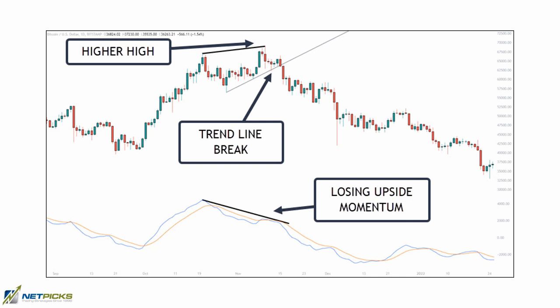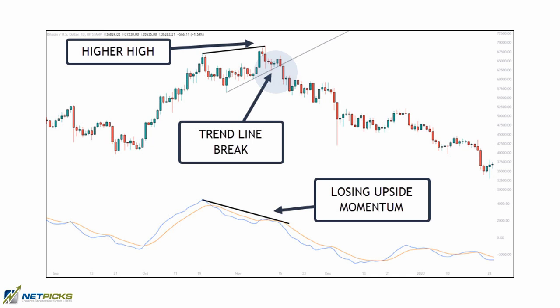So we see price put in a higher high. The MACD is showing weak momentum as it's heading to the downside. We can even see that the fast line has crossed under the signal line. So there's no mistake that there is divergence between the direction of price and the momentum of price. If you use a simple trend line break as part of your divergence strategy, we would either short Bitcoin or exit some of our position.